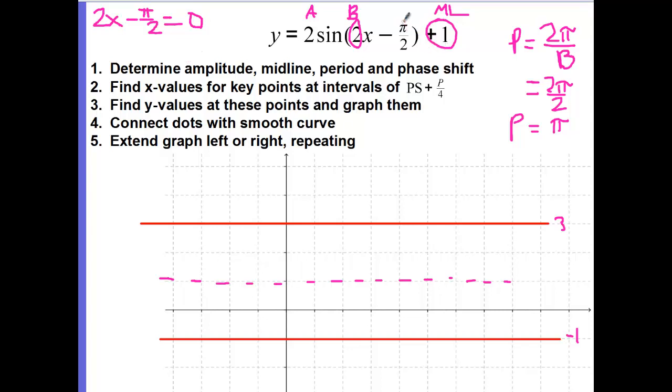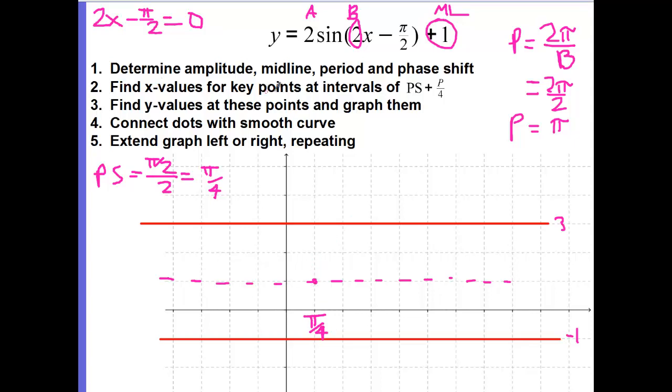Alternatively, you can say it's c over b, where c is pi over 2 and b is 2, so you get pi over 4. When you solve this, you also get pi over 4. The phase shift is a positive pi over 4. It is moving to the right pi over 4. So instead of starting at 0, this function starts at pi over 4.